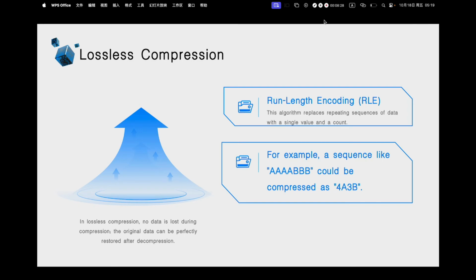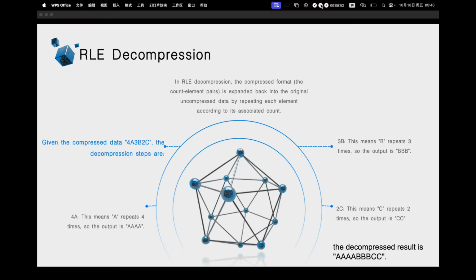In lossless compression, the algorithm replaces the repeating sequence of data with a single value and the count. For example, a sequence like AAABBB would be compressed as 3A3B. This minimizes the amount of data and makes communication between devices more efficient.